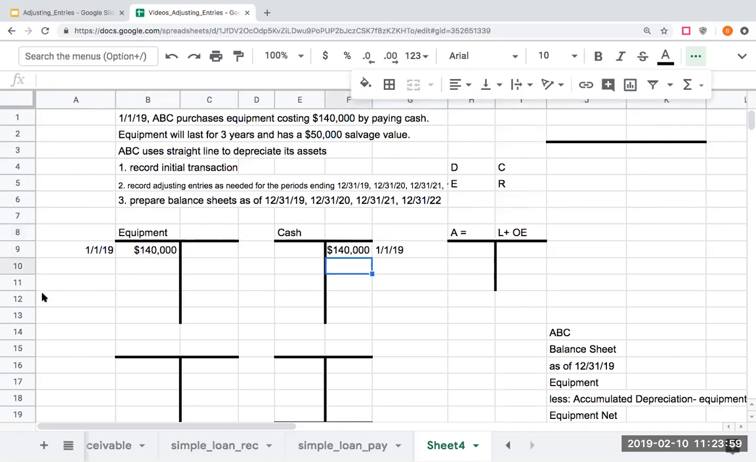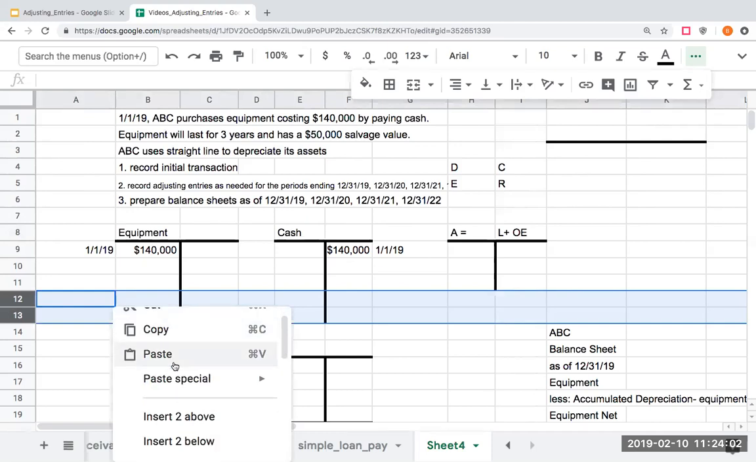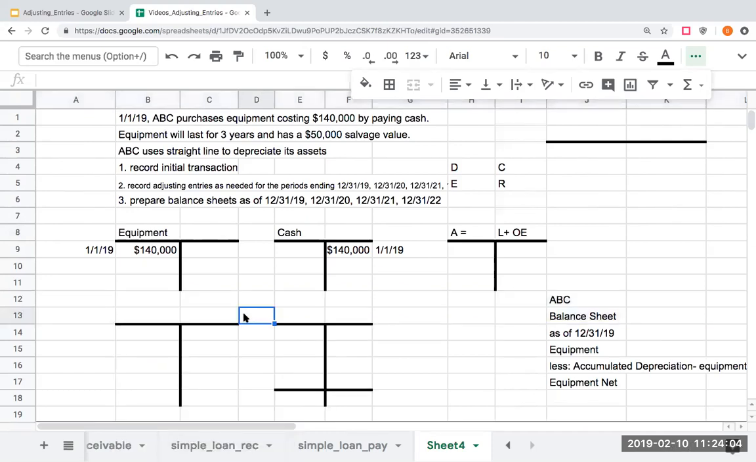Now, when I come to the end of the year, I'm asking myself the question, as of 12/31/19, do my assets reflect the future economic benefit? And do my expenses reflect what I've used? Well, since I bought this piece of equipment and I put it into use, I need to record what we call depreciation expense. And the way I'm going to do this is I'm going to show over here a debit to depreciation expense, and I'm going to be crediting accumulated depreciation on the equipment. Okay.